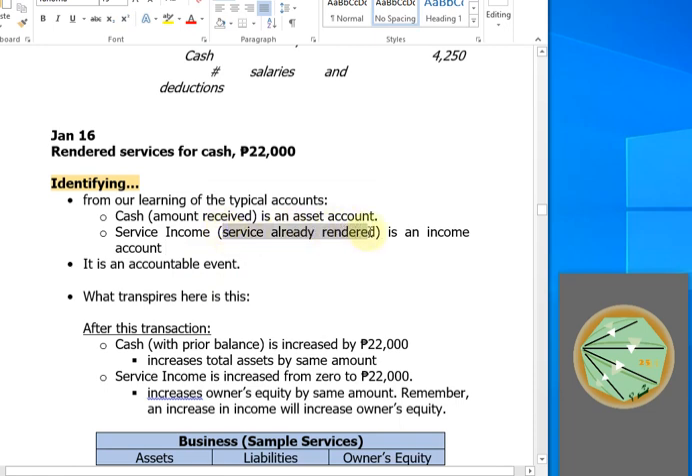So that is the point of recognition of income. Once the income generating activity is already completed, there is already completion of the point of revenue, and therefore service income must be recognized. So the two accounts affected are again cash and service income. Therefore, this transaction is an accountable event.